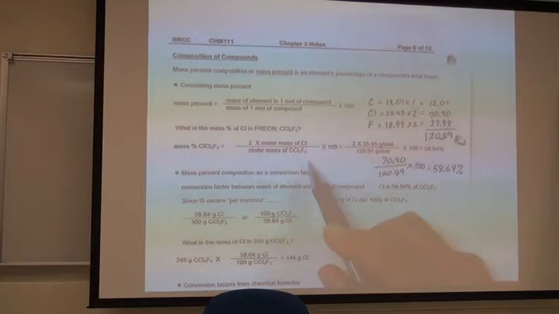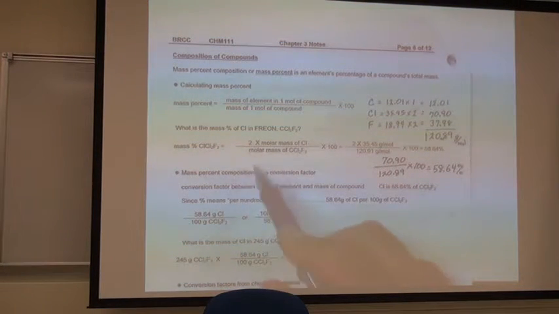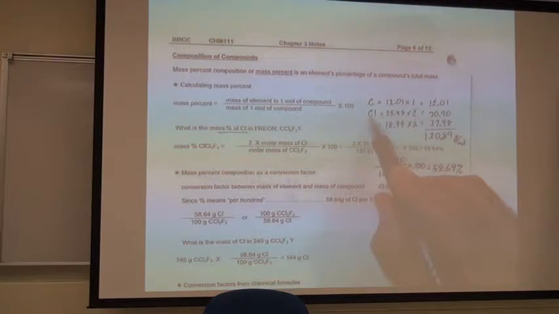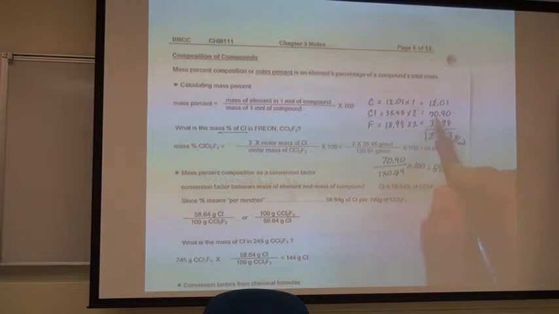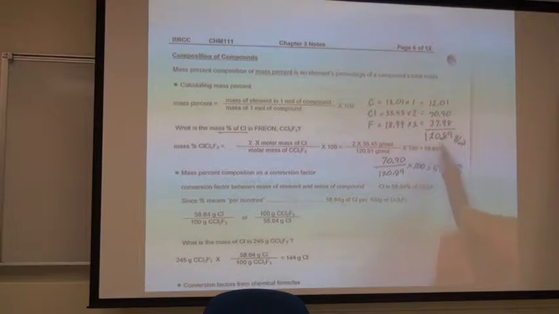So how do you get mass percent? Well, if you want the mass percent of chlorine, you look over here. Here's chlorine. There are two of them, so it's 70.90. So 70.90 is from the chlorine. You put that on top, 120.89 is the total, and that gives you a percentage. Okay, so you guys see that.